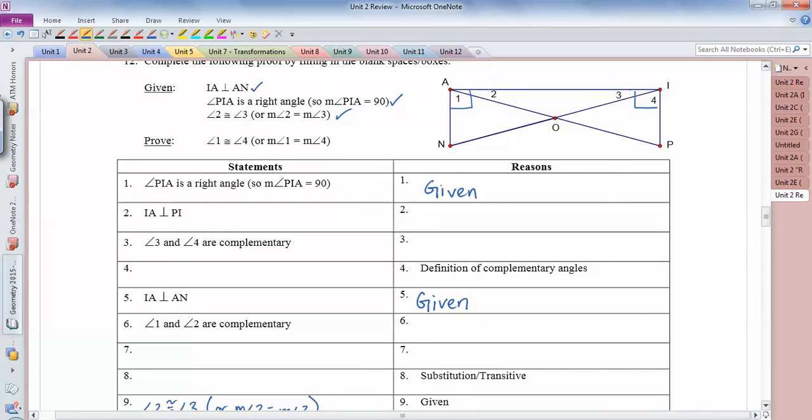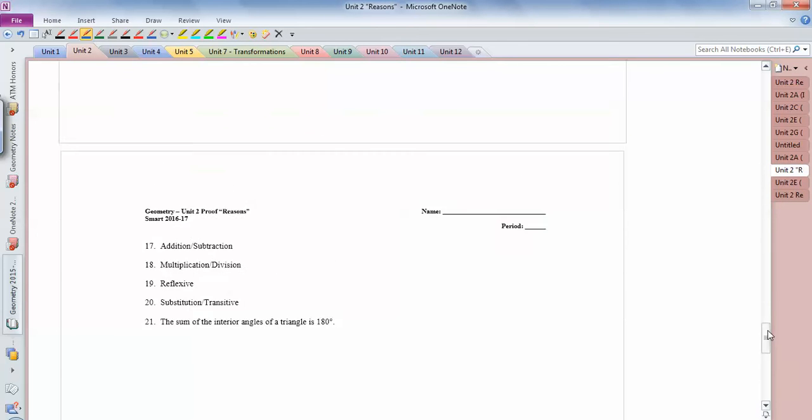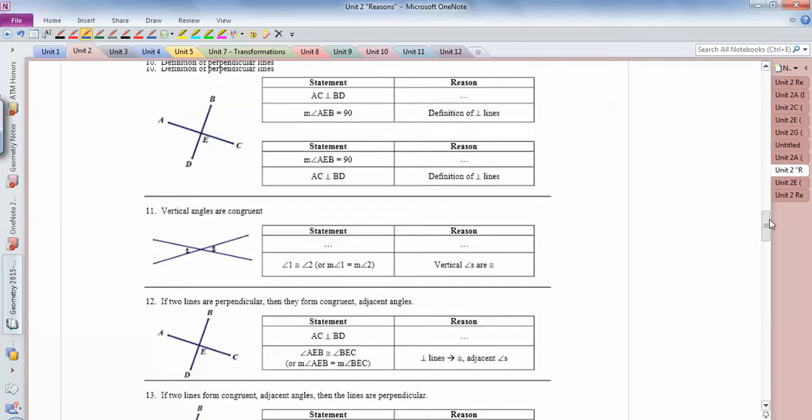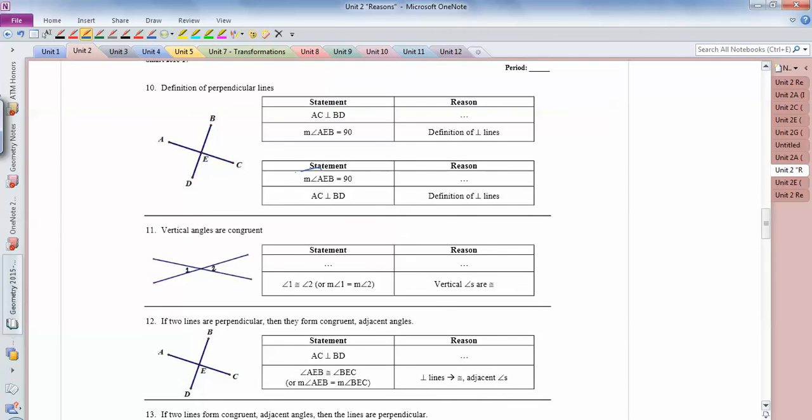Step 2 says IA is perpendicular to PI. Right now, we know that we had a 90-degree angle. So, of course, those two lines should be perpendicular, but the reason for it has to start with, you have an angle that's 90, so you get perpendicular lines. All the perpendicular ones are on page 3 here. If you look right here, you start with a 90-degree angle, so you get perpendicular lines. That's the definition of perpendicular lines. So let's come back over here.